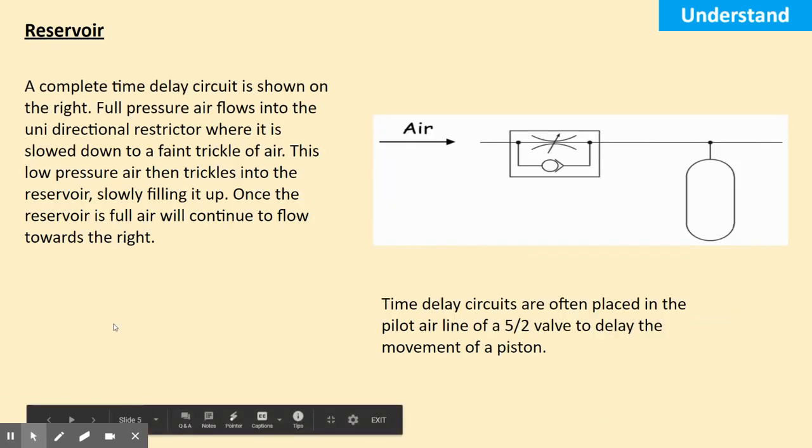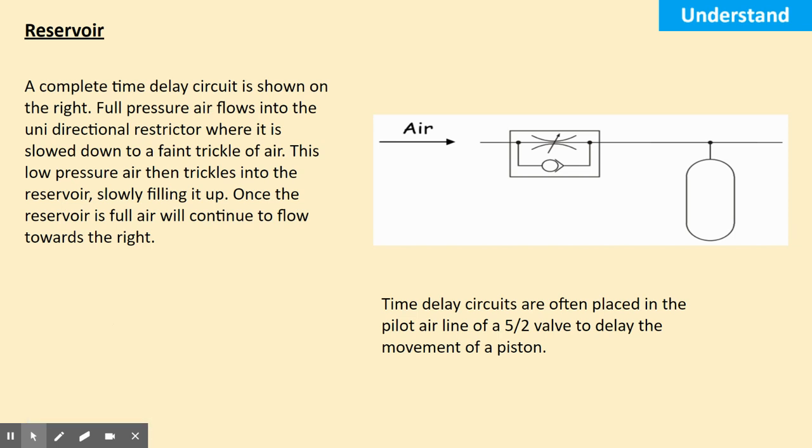So the reservoir, it says here, a complete time delay circuit is shown on the right. Full pressure air flows into the unidirectional restrictor where it is slowed down to a faint trickle of air. This low pressure air then trickles into the reservoir, slowly filling it up. Once the reservoir is full of air, it will continue to flow towards the right. There should be a comma between full and air there. But basically, this is a full time delay circuit.